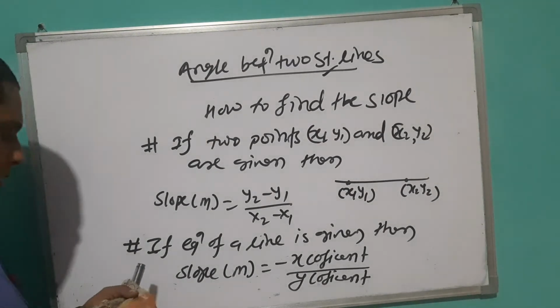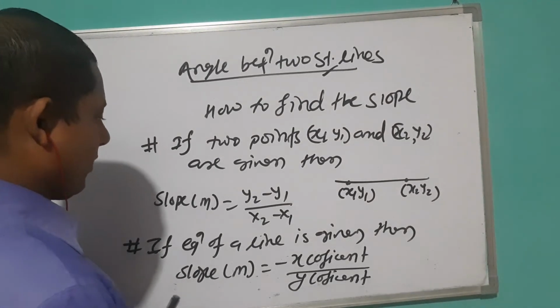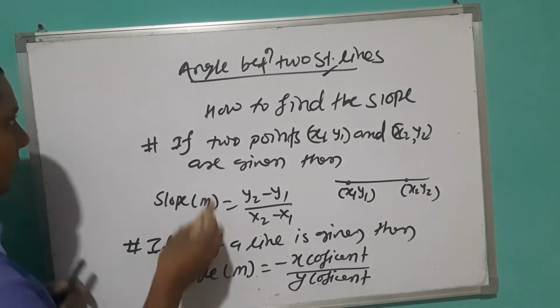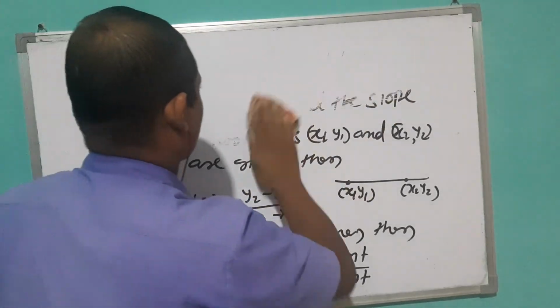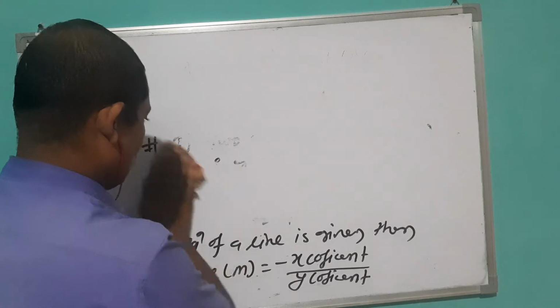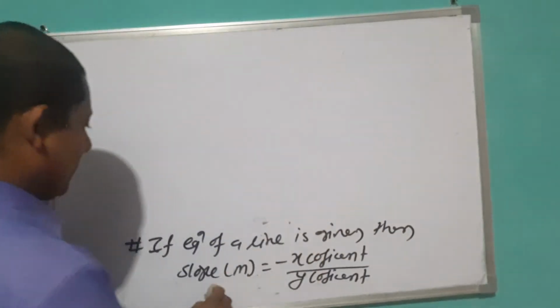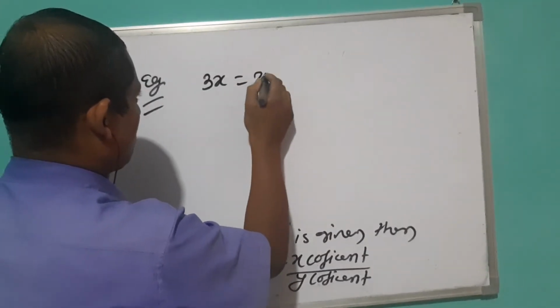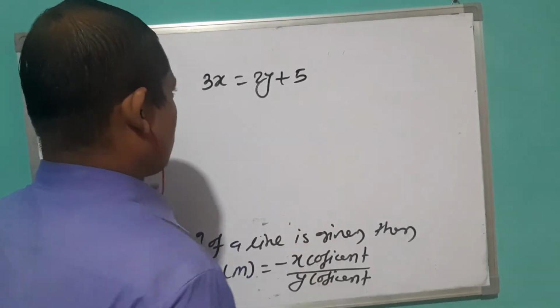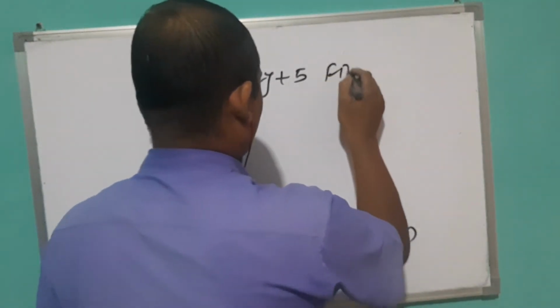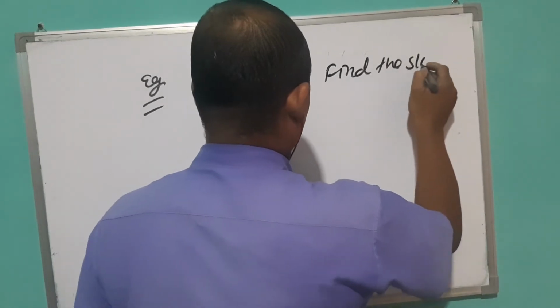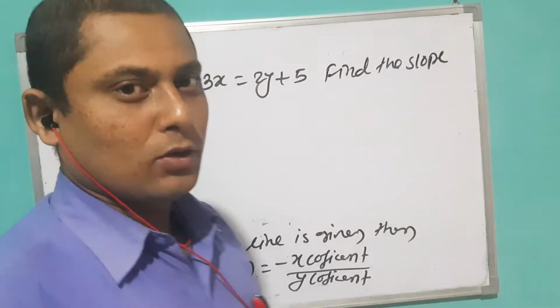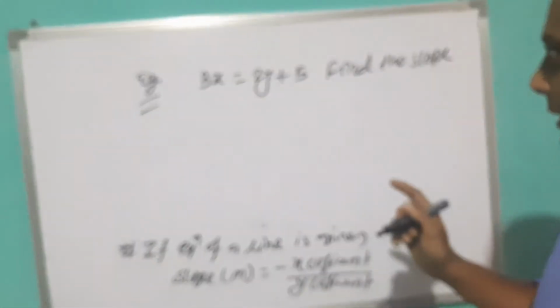Okay, I am going to continue. I am going to write an example of this one, how to find the slope if the equation of a straight line is given. Suppose this is our example and the question is 3x is equal to 2y plus 5, and we have to find the slope.